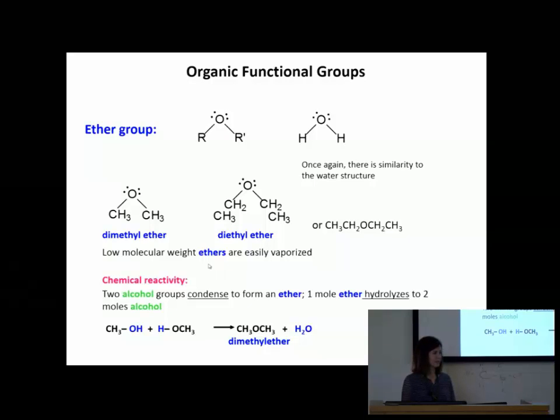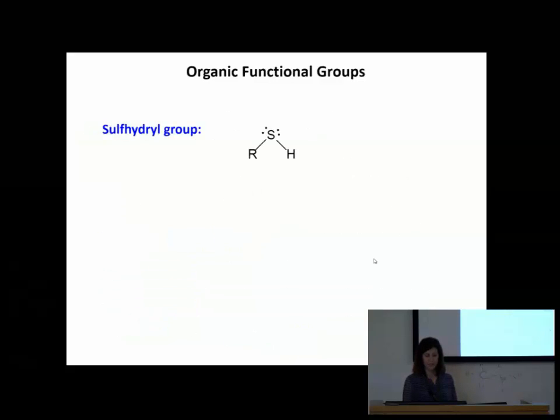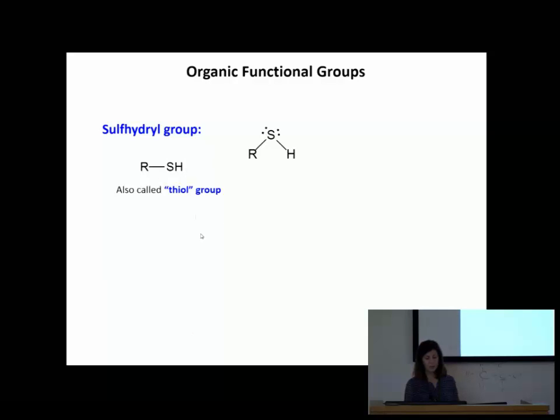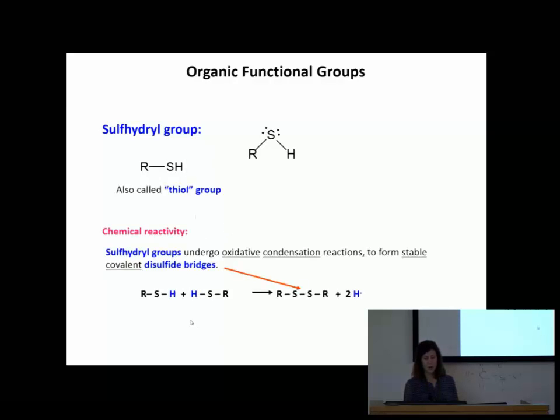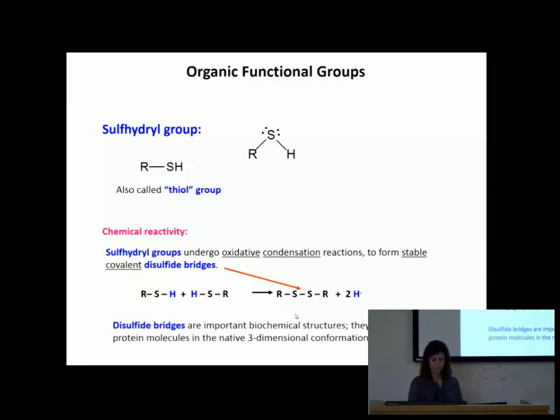All right, sulfhydryl group. We are going to talk about sulfhydryl groups. They are very important. It's called a thiol group. And one thing that is very important in biochemistry is that we will oxidize a thiol by putting two thiol groups together and getting these sulfurs to bond together. So this is what we call a disulfide bridge in our proteins. So this is an oxidation reaction. This is a part of holding our three-dimensional conformation or shape of our proteins together.